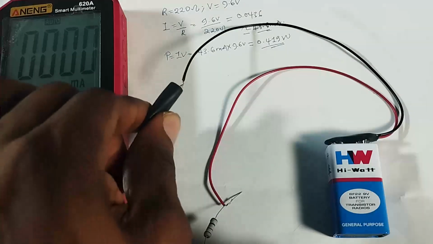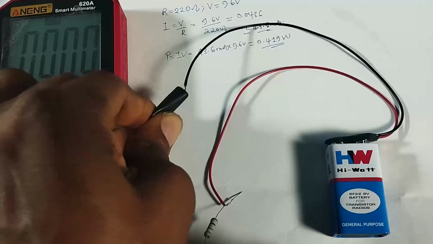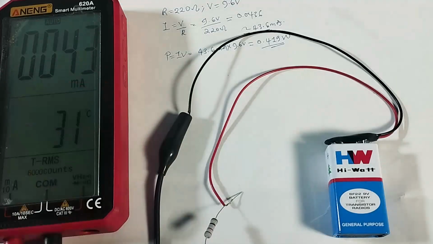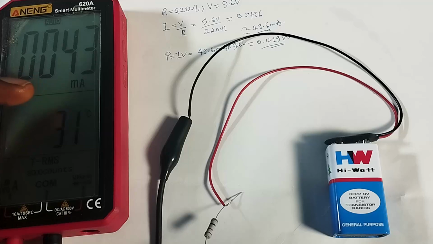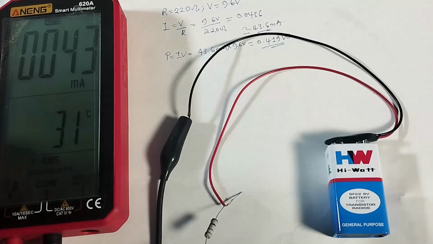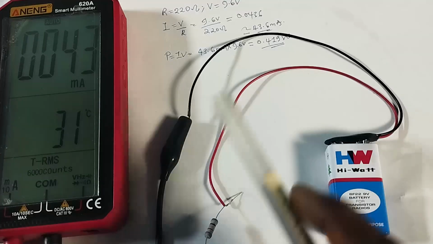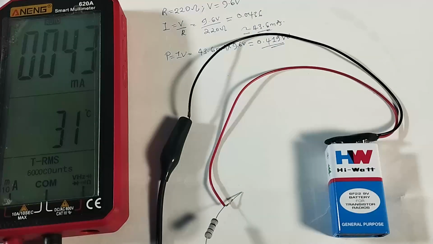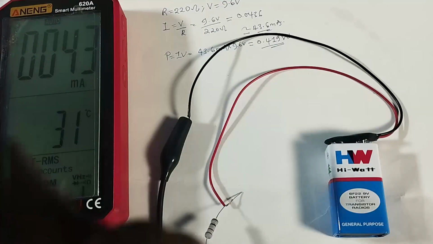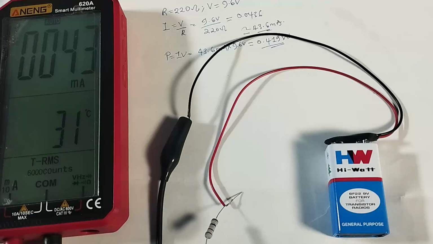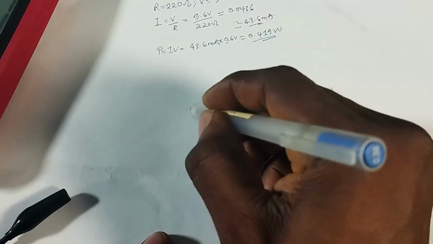Alright, so we can see we have 43 milliamps flowing through the circuit. Okay, and from our calculations we have 43.6 milliamps. So you see, this is the amount of current flowing through the circuit, flowing through the battery into the resistor, through the ammeter and back into the battery. Okay, so that was a simple circuit.